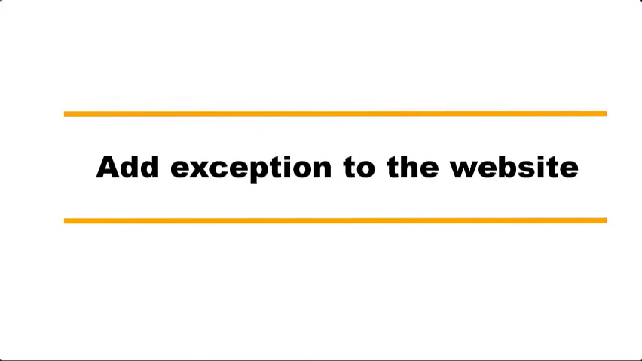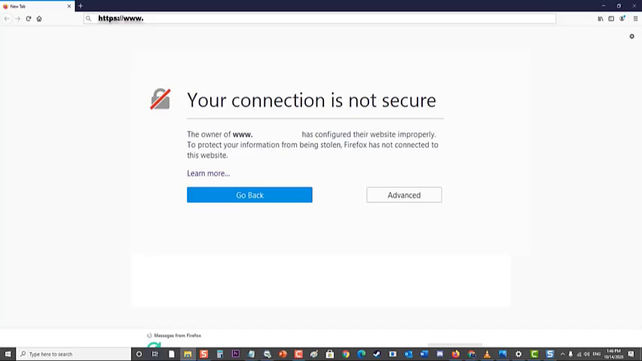Lastly, add exception to the website. In case the issue only occurs on a particular website, then you can add an exception to it. Take note that this is risky if you are trying to visit an unknown website. To do this, open the website you want to access, which gives you the error message. Then, click Advanced and then select Add Exception.